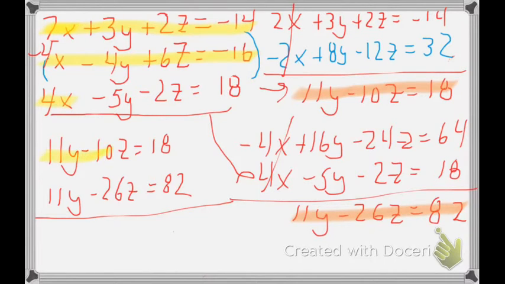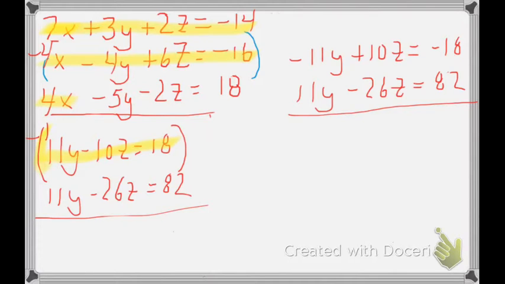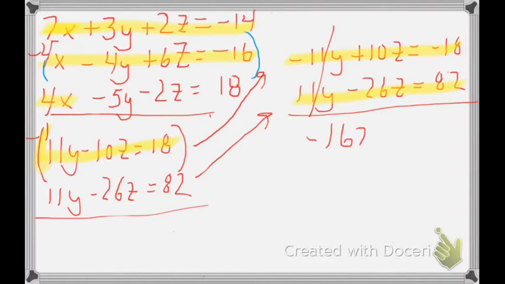Now let's multiply this equation by negative 1. What I did is I multiplied this equation by negative 1, and I moved it up this way, and I just moved this equation up without really altering it at all. Let's add these two equations together. If you notice, the y's cancel out, and this becomes negative 16z is going to equal 64.